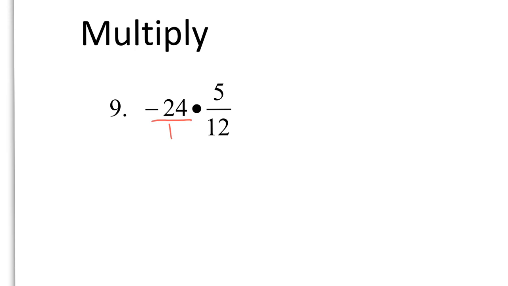So what I'm going to do, I'm going to cross this one out, but I do have to keep the negative, because it is a negative number. And I'm going to divide by 12. 24 divided by 12 is 2. And over here, 12 divided by 12 is 1. And the greatest common factor is 12.